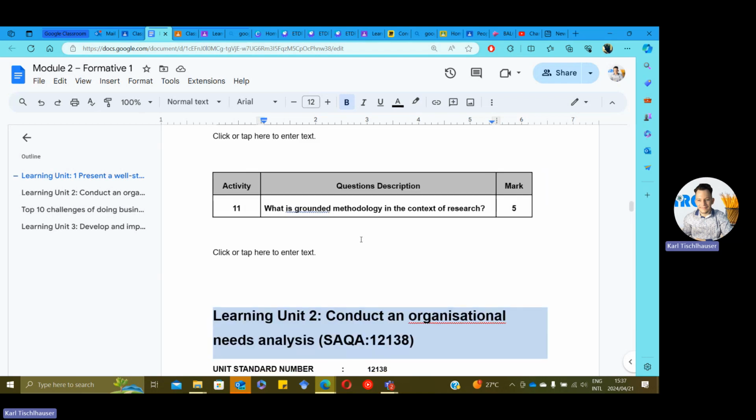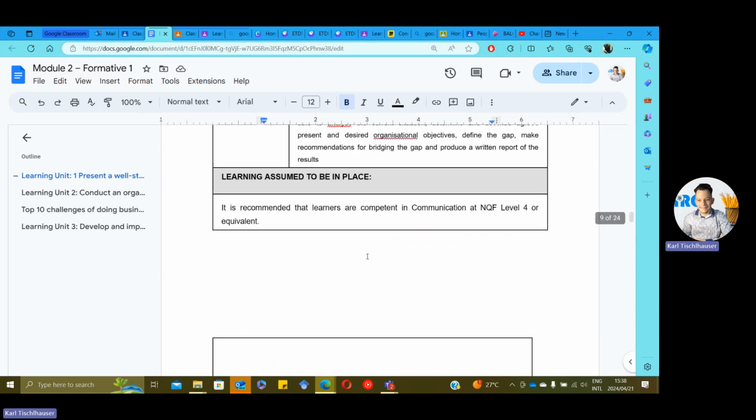Okay. 11 says, what is grounded theory methodology in the context of research? So I want you guys to look in the guides. I want you guys to go and do further research and see what you can find on grounded methodology. Grounded methodology is a popular practice within the space of doing research, and you'll find a lot of information, and it has formulated and produced some of the greatest insights that society has received. But this is only for 5 marks. So just tell us what it is, and explain its use in research as a methodology. Okay, let me keep going.